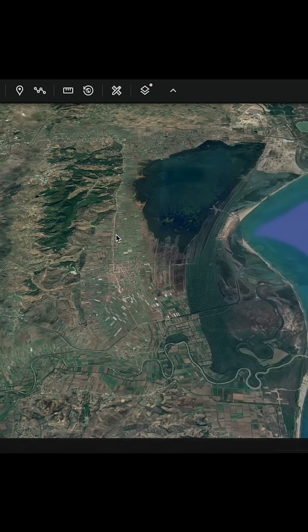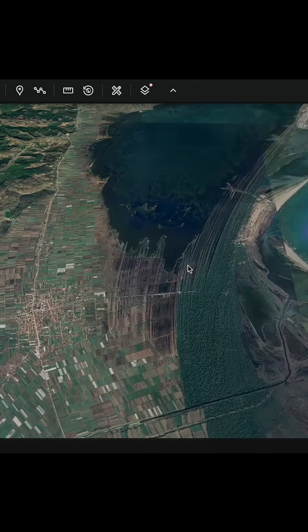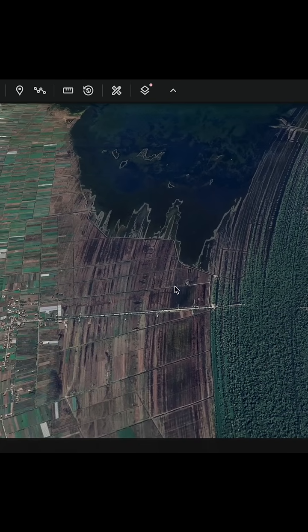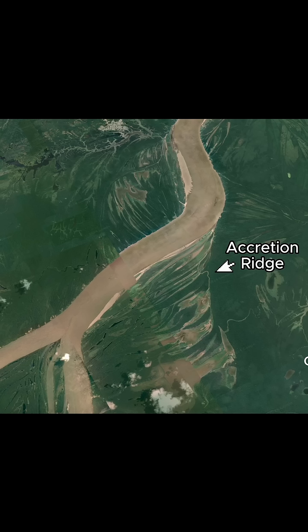Here we can see the distinct cliff edge, which once was the river's bank. Now, we also see a nice curve to this that matches the curve of this cliff edge. Now, what are these features in here? These are accretion ridges. This is exactly what you would expect to find in a floodplain.